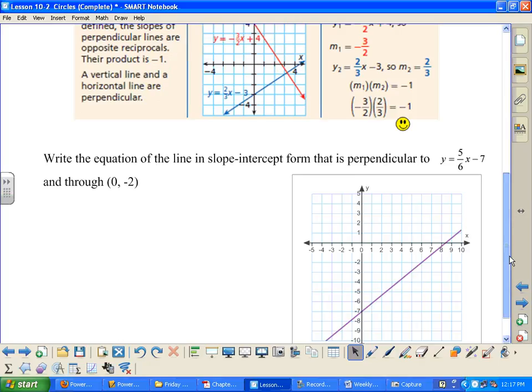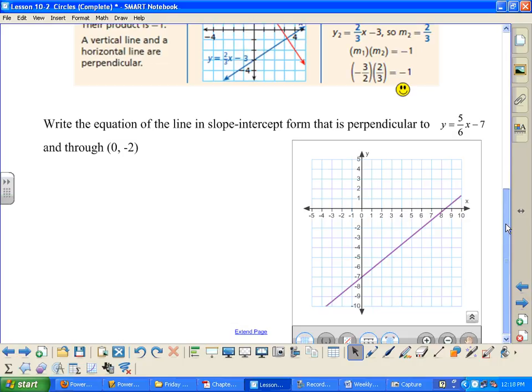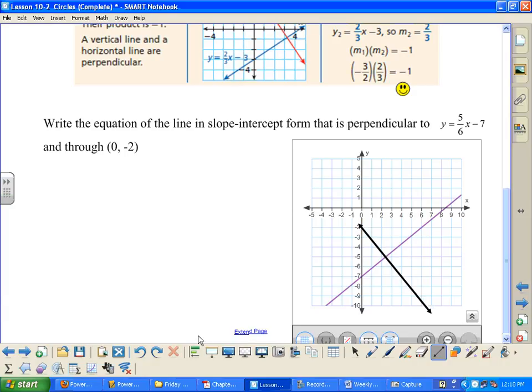Here they want me to write the equation of the line in slope-intercept form that's perpendicular to y equals 5/6 x minus 7 through the point 0, -2. So they want to find the equation of the line that goes through here that is perpendicular to that, something close to that. I'm going to use point-slope form again because I know the point 0, -2. But what's the slope of the perpendicular line then?